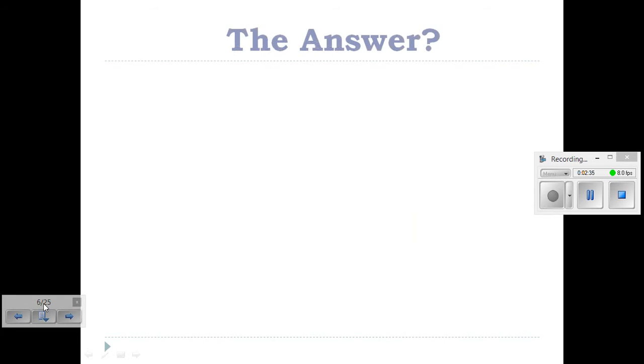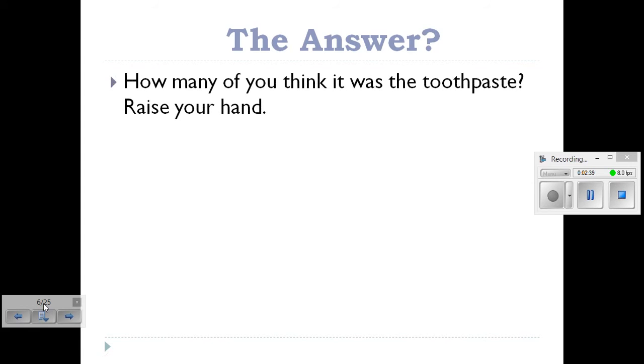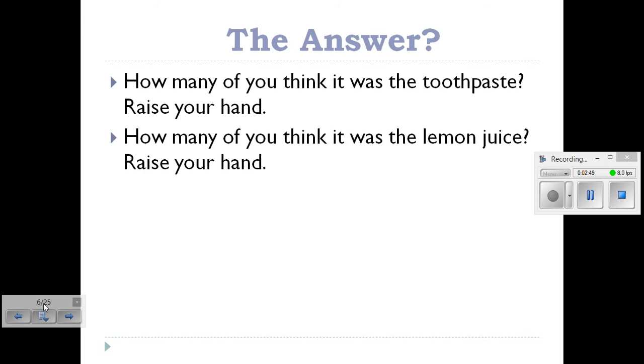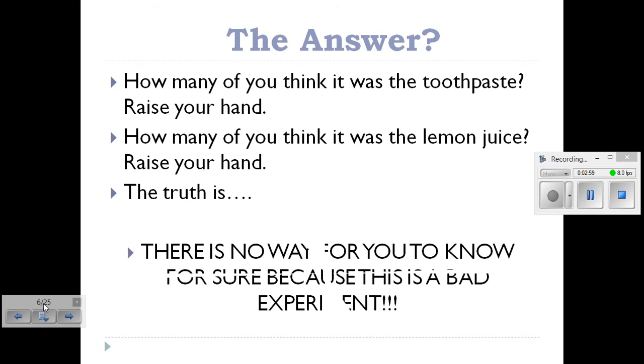Now, I want you to think about this, and I kind of wonder how many of you think it was the toothpaste? Raise your hand. Now, if you think it was the lemon juice, go ahead and raise your hand. Well, honestly, the truth is that there's actually no way for you to know for sure because this is a bad experiment.